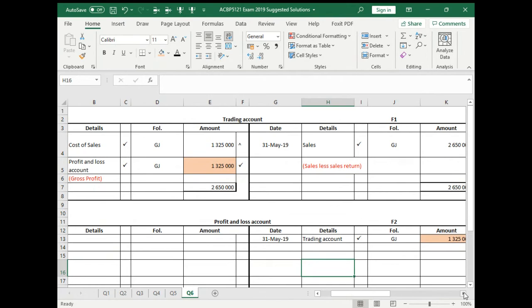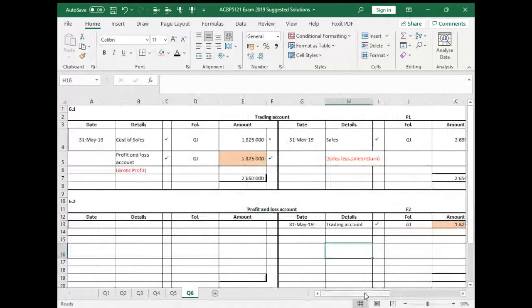Okay, so the balancing amount was 1.325 million, and that is the gross profit that we are transferring to our profit and loss account. Now the rest of the profit and loss account, I'm just going to make it a little bit smaller for the other guys, otherwise it cuts off.